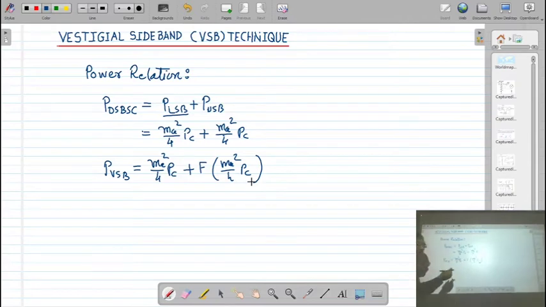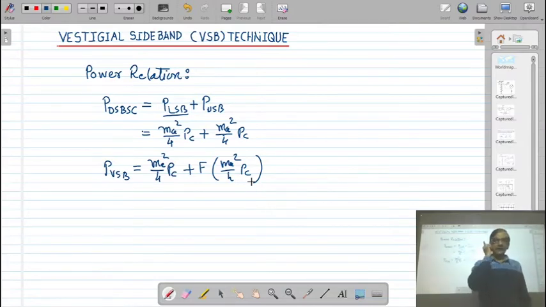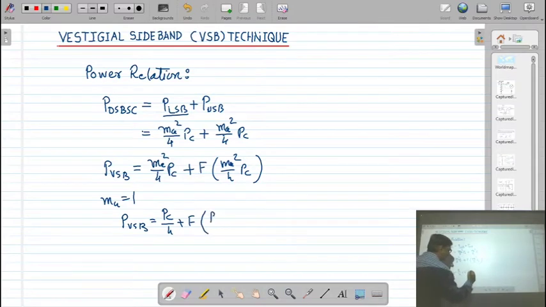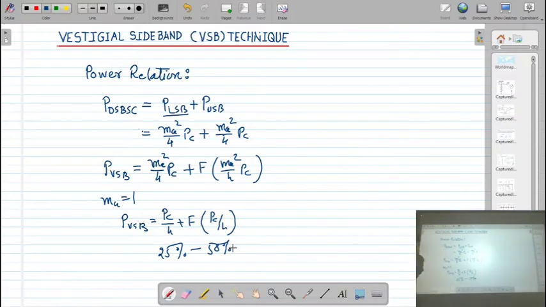Here this fraction you can take 10%, 20%, and accordingly you can calculate the power of the vestigial sideband technique. So if I take Ma equal to 1, then the power of the VSB is equal to Pc by 4 plus a fraction of Pc by 4. It means Pc by 4 is representing 25%, plus something, that is 10%, 20% of it. So whatever the power will be here, it is between 25% and 50%.